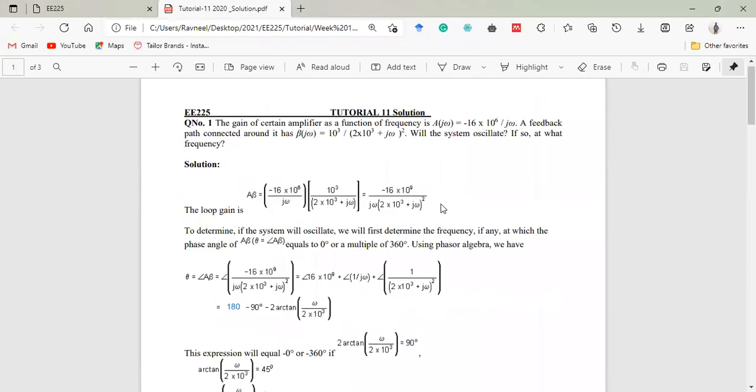So let's start. Just before I start, let me send you the solution in the chat box for you guys to access. The solution set is already in the Dropbox, in the chat box. So you can use that to follow through.